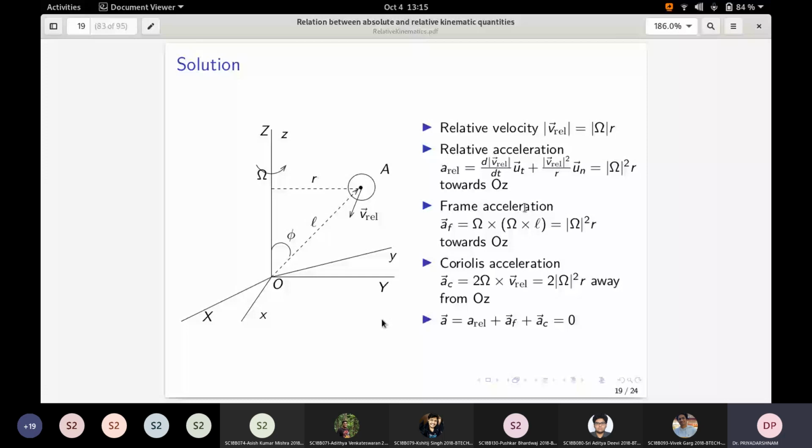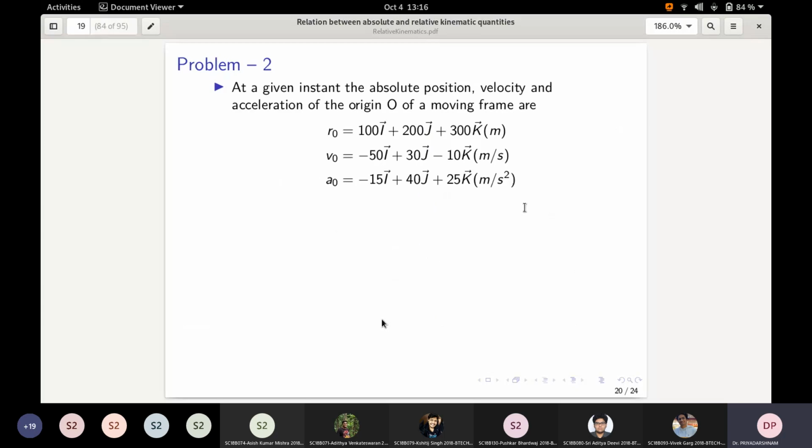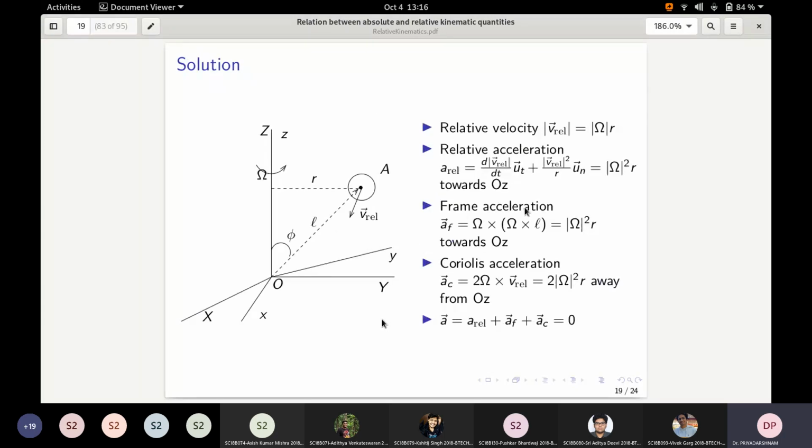I think it should measure only the frame acceleration, depending on how far away you are from the center. Yeah, that's a good point. Yes, sir. Okay, thanks for that question. Any questions here? We have one more problem which you can work out now.